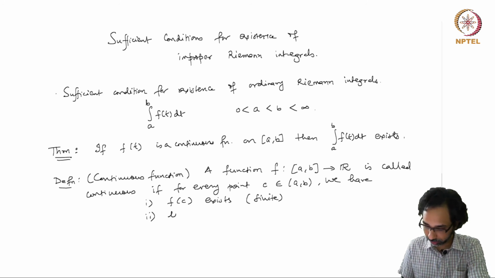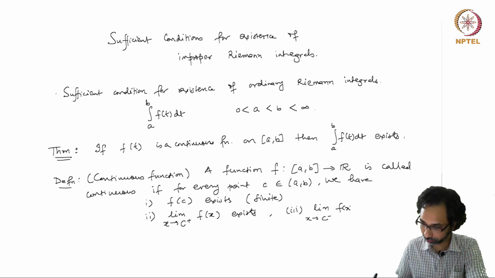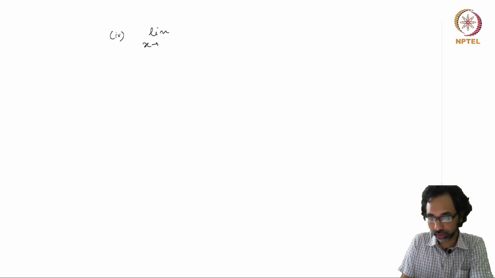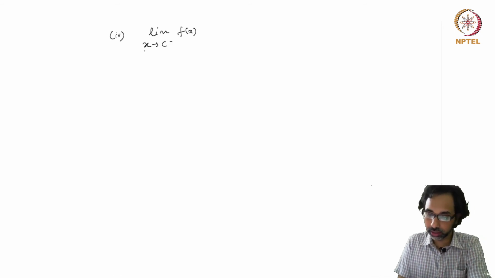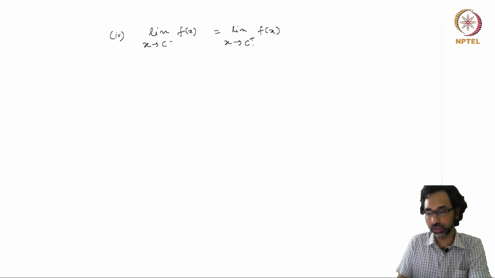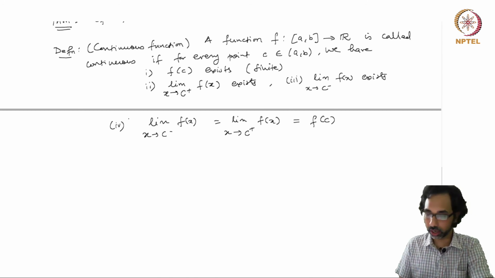Secondly, the limit as x tends to c plus of f(x) exists. Third, the limit as x tends to c minus of f(x) exists. And lastly, the fourth condition is that these two limits are the same: the limit as x tends to c from the left side is the same as the limit as x tends to c from the right side, and this is equal to f(c). So we see that these four conditions give you a continuous function.